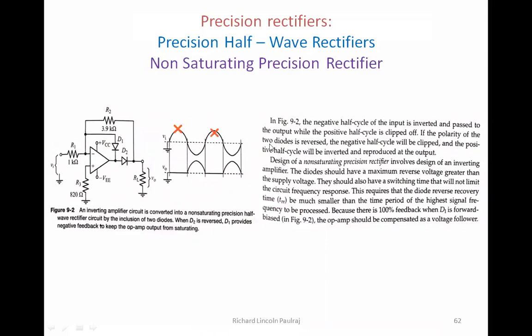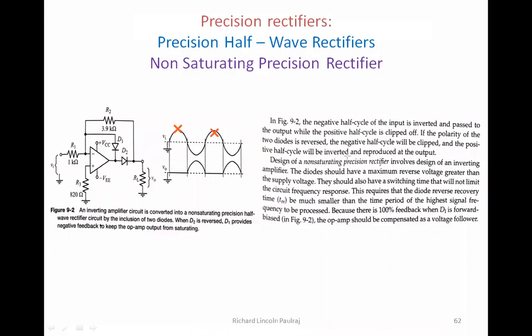If the polarity of the two diodes is reversed, then the negative half cycle will be clipped. So let's say I make this reverse connection, and also reverse this one. In that case, the negative part of the waveform is going to be clipped off.